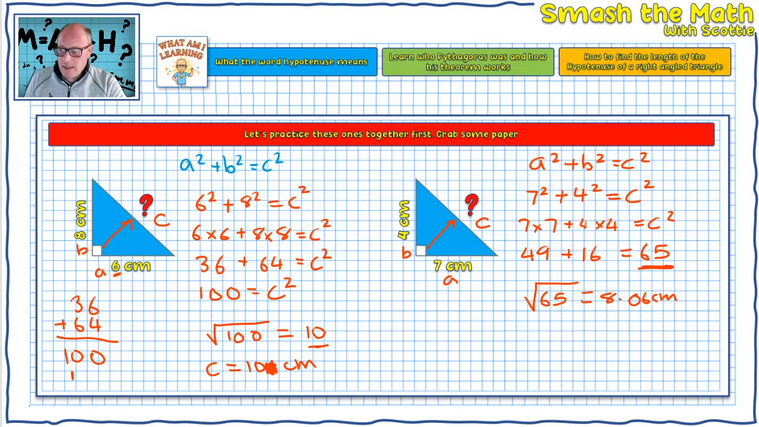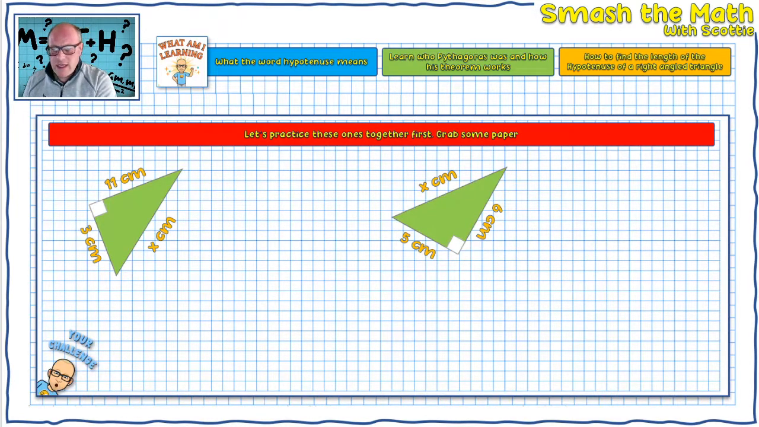So here's another 2 examples. Now you can see, and this is what I was talking about earlier, the triangles are not necessarily in the nice place with the right angle in the corner. They've been rotated a bit. It doesn't matter as long as we follow the same rules.